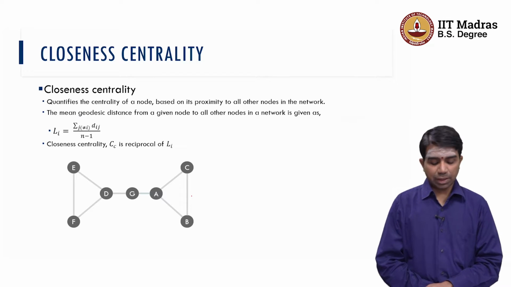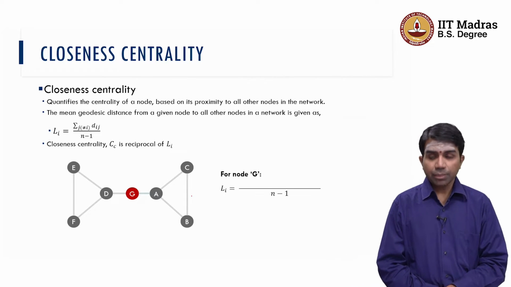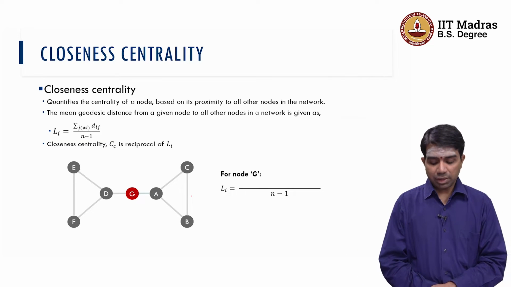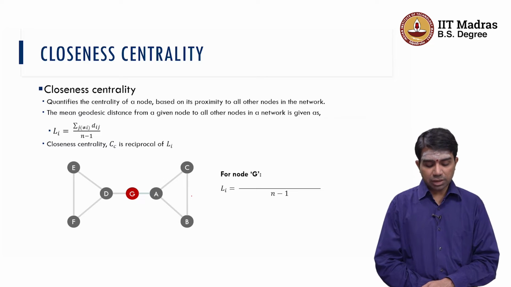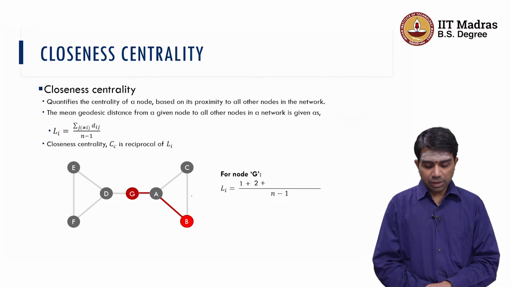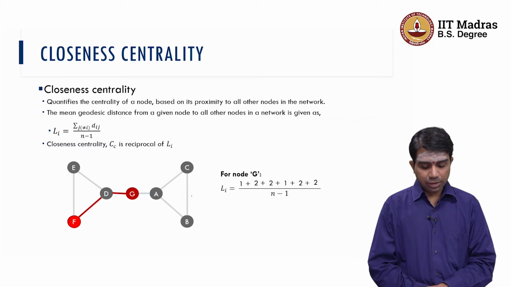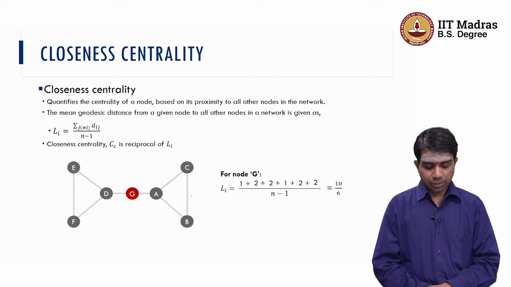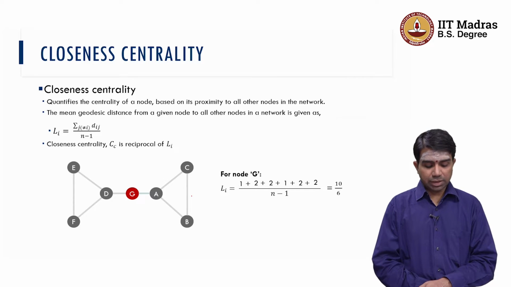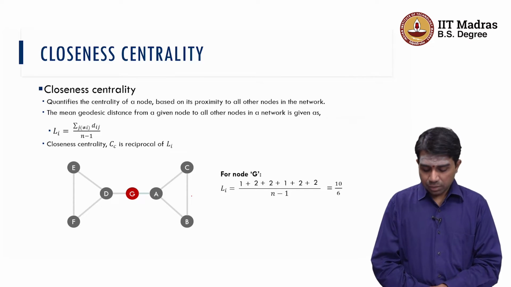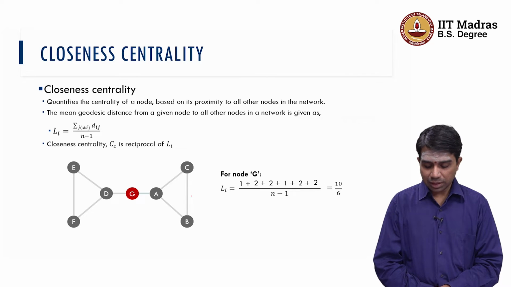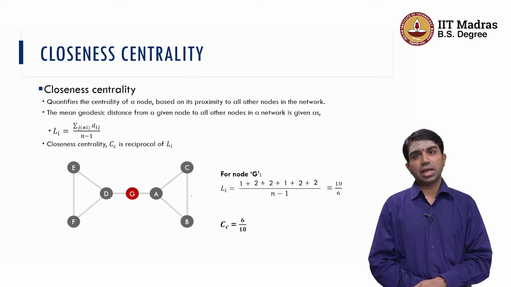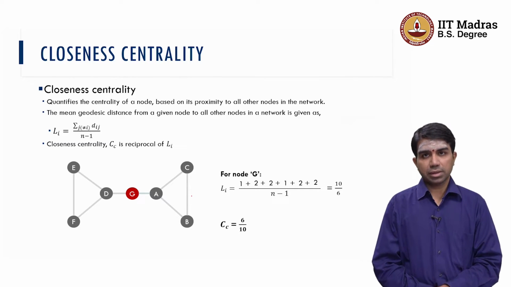Let us now take an example. Let us look at the node G and study its closeness centrality. For the node G, the distance from A is 1, from B is 2, from C is 2 again, from D is 1, E is 2 and F is 2 again. The denominator is obviously going to be 6, because you have 6 nodes A, B, C, D, E, F. Li is going to be 10 by 6 and closeness centrality is therefore going to be 0.6.